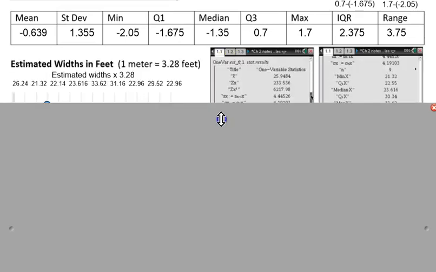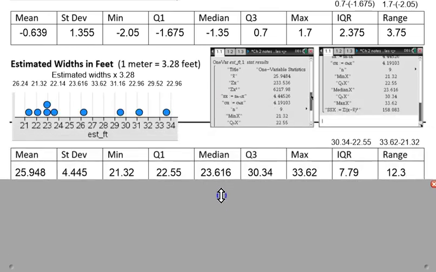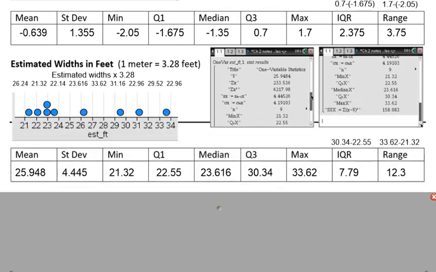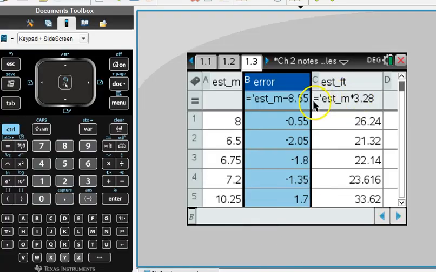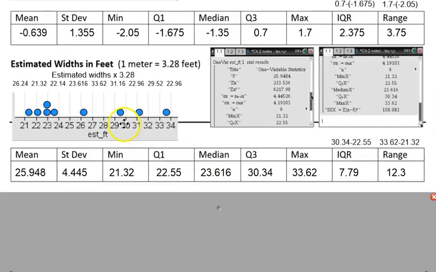Then in the third step, what I had everybody do is change meters to feet, because most Americans think in feet better, probably could have possibly estimated better in feet. So we use the conversion that 1 meter equals 3.28 feet, and once again on my calculator what I did here is equals estimate in meters times 3.28, and it automatically populates the list in feet. And I did another dot plot.